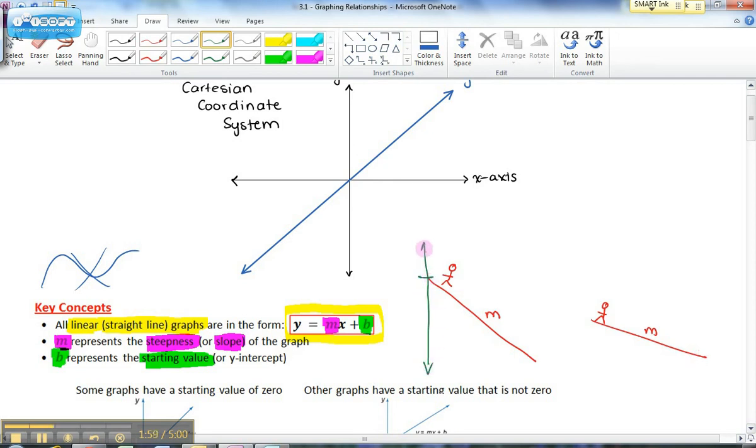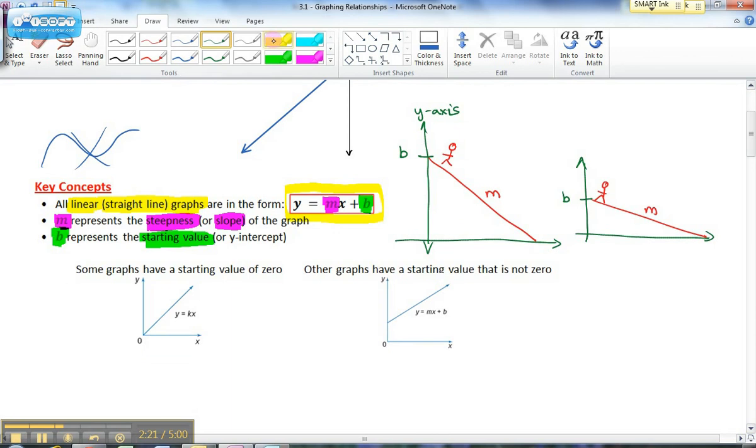So if I were to plot this hill on my Cartesian coordinate system, here's my y-axis. The b value is where the skier starts on the hill. And the same with this other example. So here, I start at a smaller b value than this graph here.